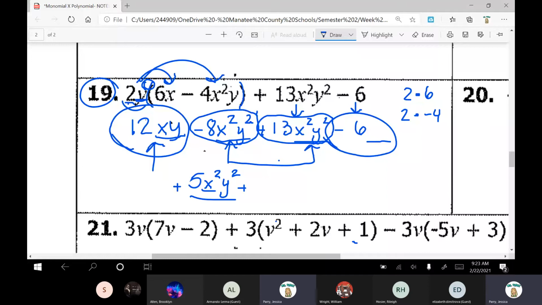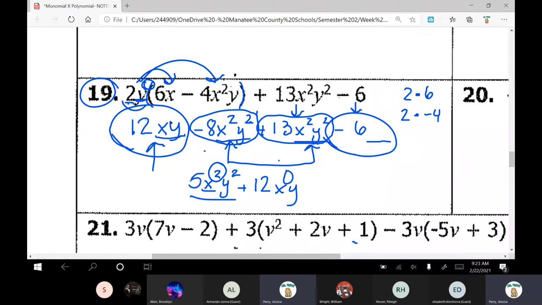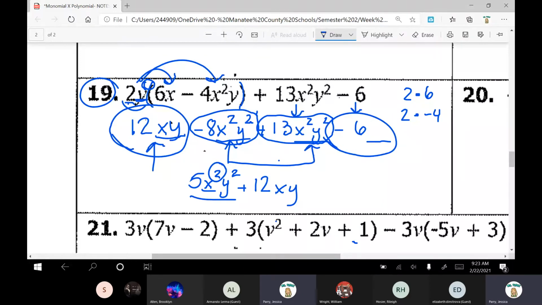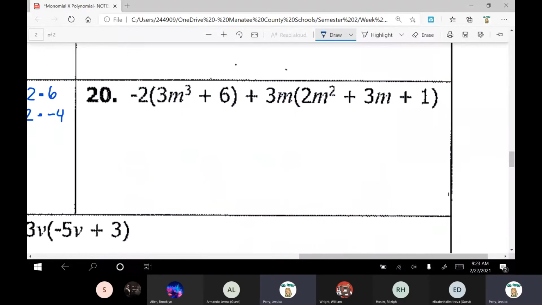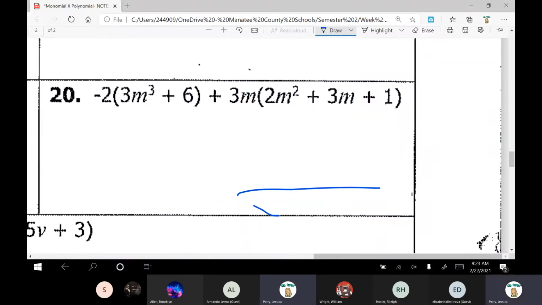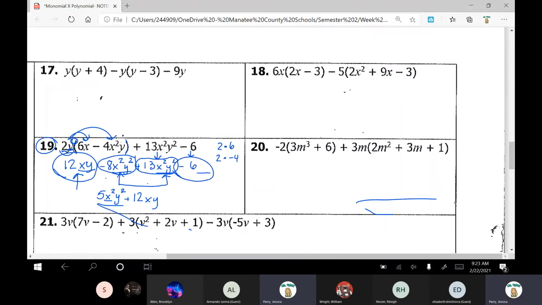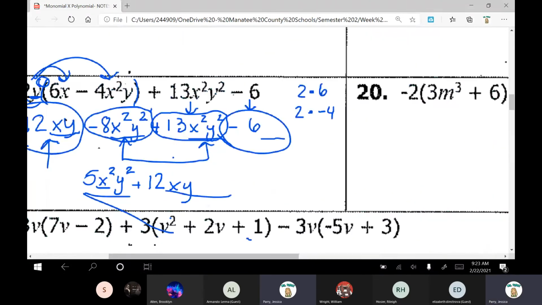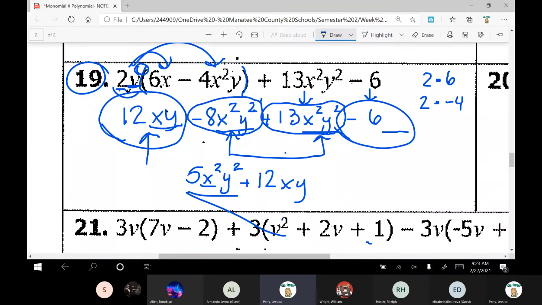So let's write that one next. The plus 12xy. And let's double check, make sure we did it correct. Highest exponent of 2. Exponent is invisible 1. 2 is a bigger number than 1. So yep, now we got it correct. It's good to go. So we combined these together. We just wrote this one down.